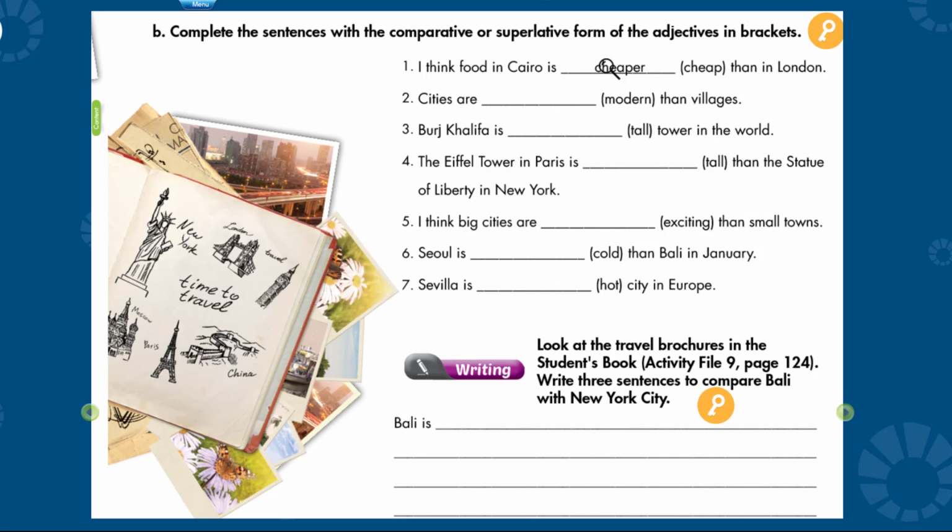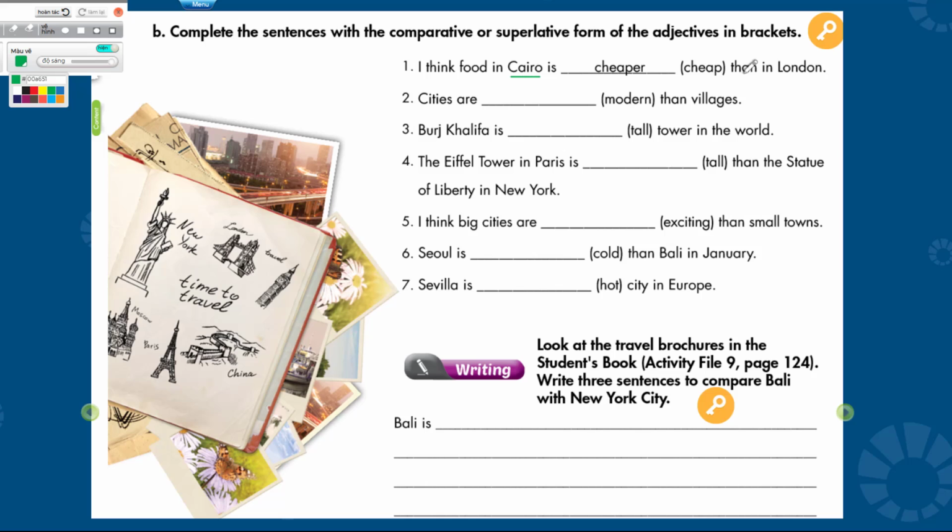Hoàn tất những câu sau với B. Complete the sentences with the comparative or superlative form of the adjectives in brackets. Hoàn tất những câu sau với dạng so sánh hơn hoặc là dạng so sánh nhất với những tính từ trong ngoặc. Alright. Number one, I think food in Cairo is cheaper than in London, right? Tôi nghĩ là đồ ăn ở Cairo thì rẻ hơn là ở London, right?